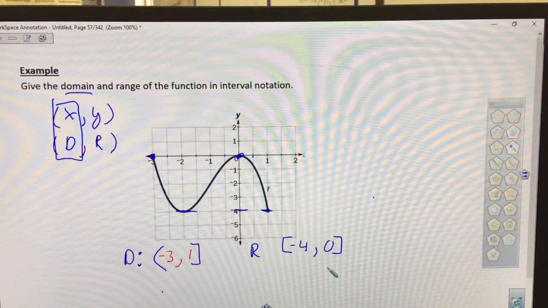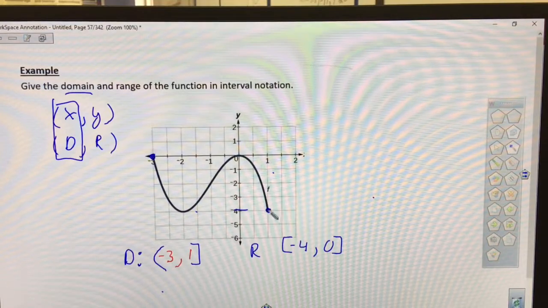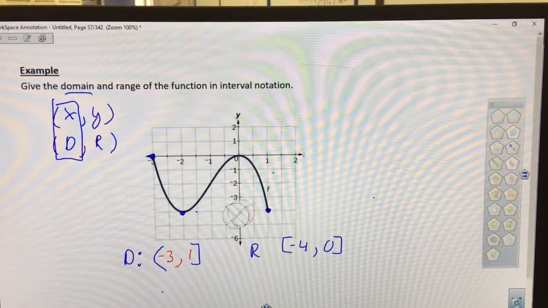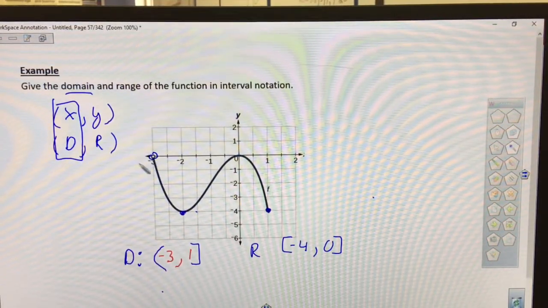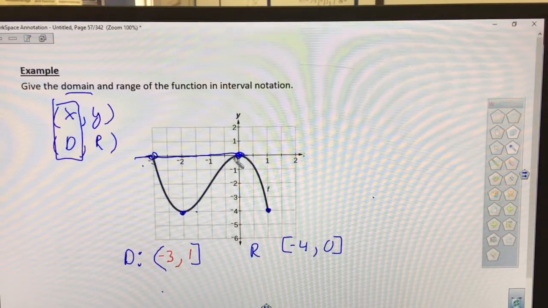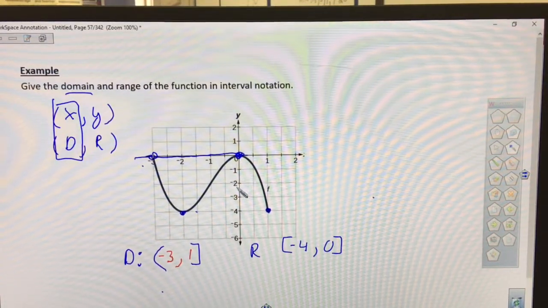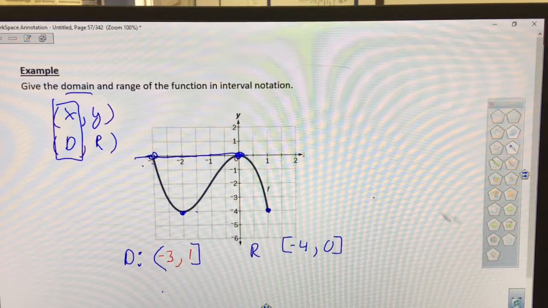The domain? Isn't that a closed circle? And isn't that a closed circle? So that gives it a bracket. Now I know this is an open circle, but on the range, there's no y value there. But bingo, there's a y value there. So it goes with one, it chooses the closed circle over the open circle.